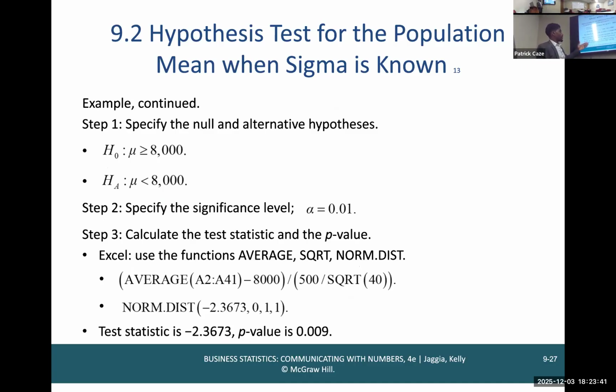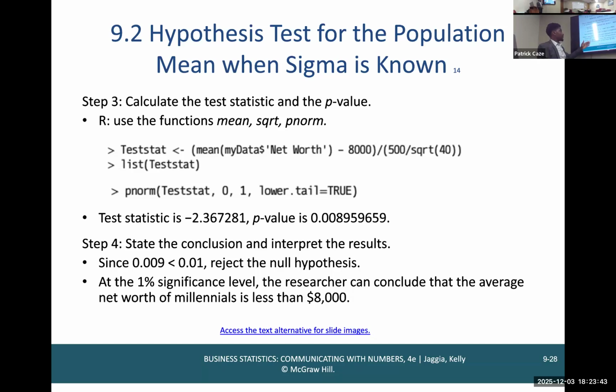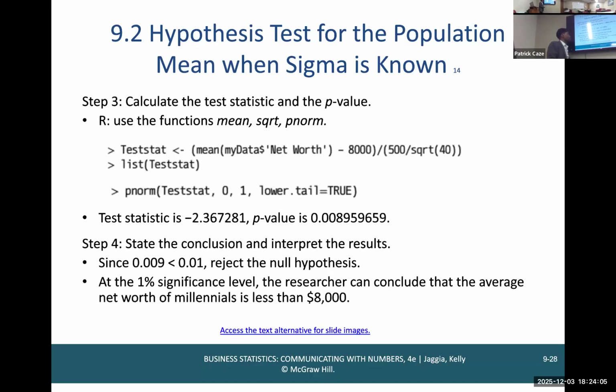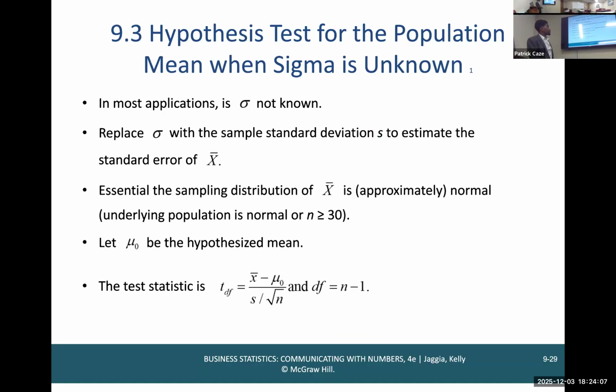And we can say with certainty that we conclude the average net worth is less than 8,000. We can say the alternative can be considered, though not accepted outright, but the null we can reject, because the value we calculated is less than our significance level that we predetermined. So we're testing at a certain level that we chose prior to.